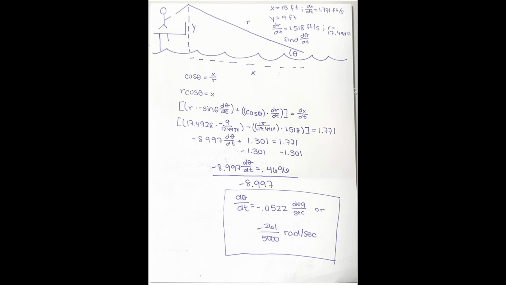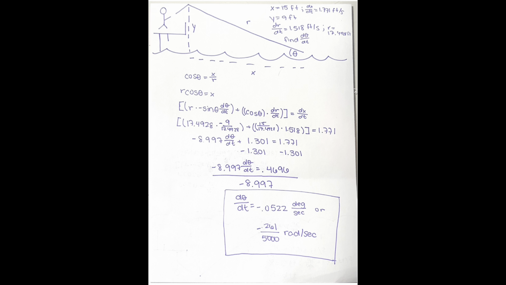To find the rate at which theta changes, we can set up the equation cosine theta equals x over r. x equals 15 and r equals 17.4928, which we solved for in part 1 of this problem. Then we can multiply both sides by r to get r cosine theta equals x. Then we would take the derivative of this equation to get r times negative sine theta times d theta/dt plus cosine theta times dr/dt, which equals dx/dt.